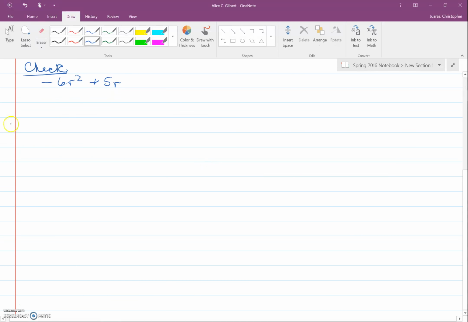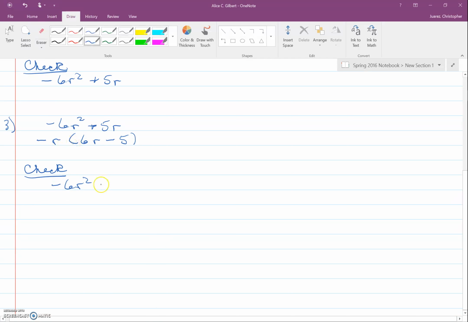Let's do this one just one more time and actually factor out all of the greatest common factor. And so in actuality, we'll factor out a negative r, and we are left with positive 6r minus 5. Again, if I check this, negative r times positive 6r gives me negative 6r squared, and negative r times negative 5 gives me positive 5r. And once again, I've come back to exactly where I started.